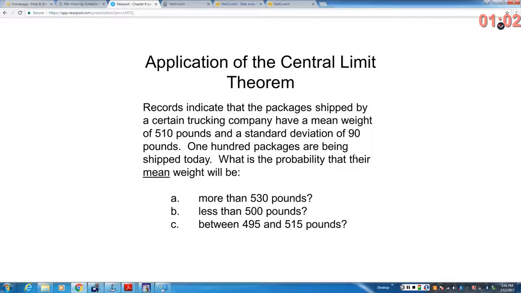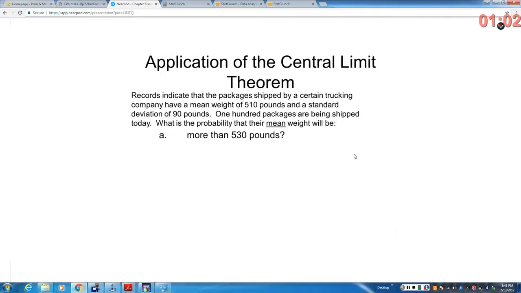Now let's look at this one right here. Records indicate that the packages shipped by a certain trucking company have a mean weight of 510 pounds and a standard deviation of 90 pounds. 100 packages are being shipped today. What is the probability that their mean weight will be more than 530? Notice how I underline mean, because that's your key thing.